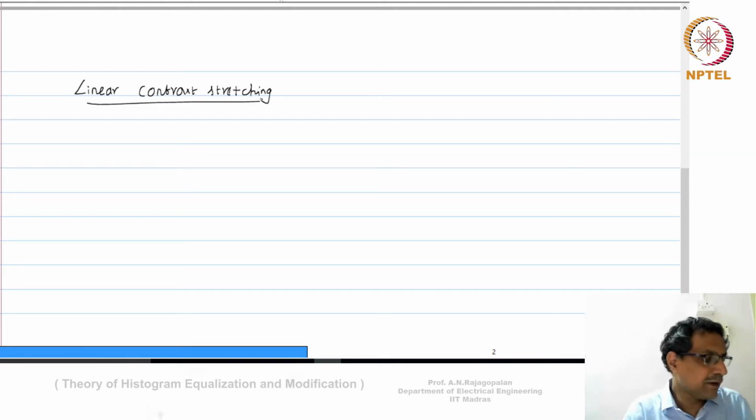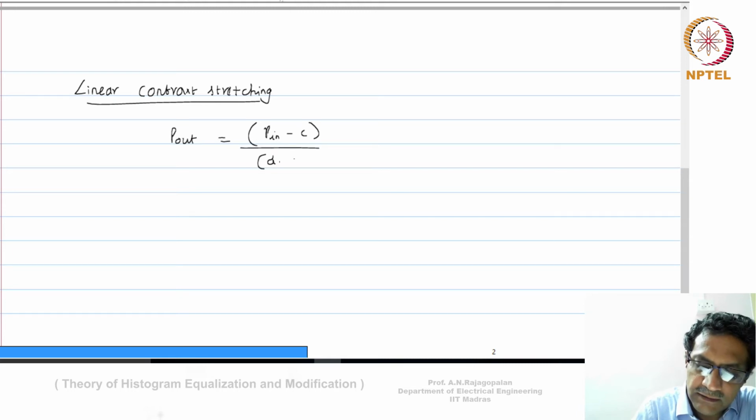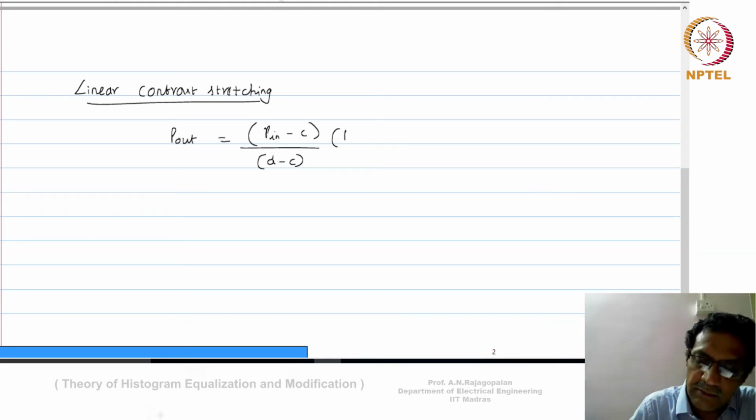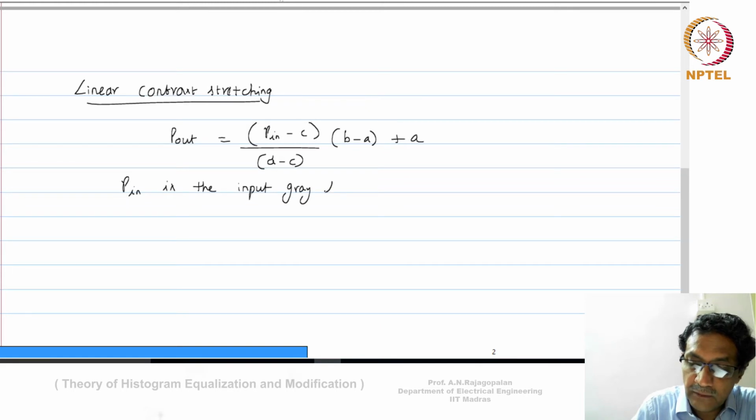So in linear contrast stretching, what do we say? We say that the input intensity should be mapped to an output intensity P out, such that P out is equal to (P in minus C) upon (D minus C), times (B minus A), plus A. What do these things indicate? P in is the input gray level value.